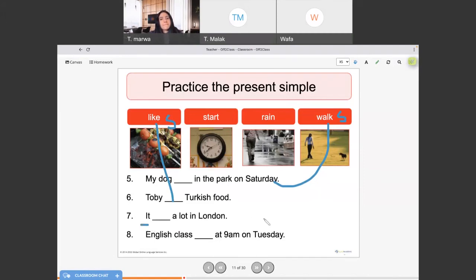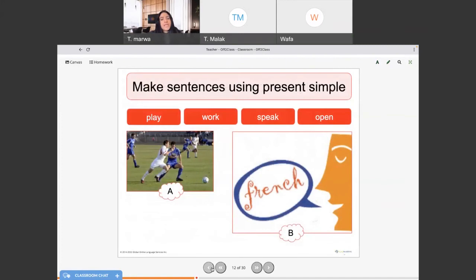It rains a lot in London. Rain. Do I say rain or rains? Rains. Bravo, I have it. Rains. It rains a lot in London. The last one, 8. English class starts. Bravo. Starts at 9 a.m. on Tuesday. That's it.